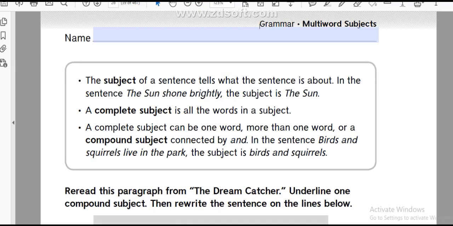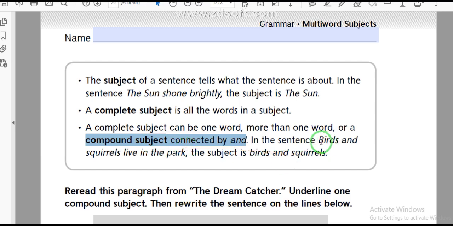Now you know the complete subject and the complete predicate, right? Now I want to explain the compound. Compound, not complete. Now I want to explain the compound subject and the compound predicate. Compounds means two or more. Sometimes you have two subjects or three subjects or more than one subject. Compound subject is connected by and. When you have two subjects connected by and, we call them compound subject.